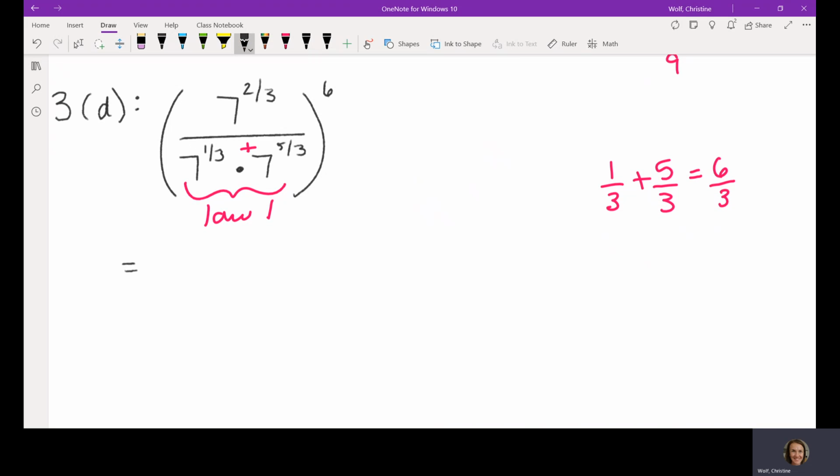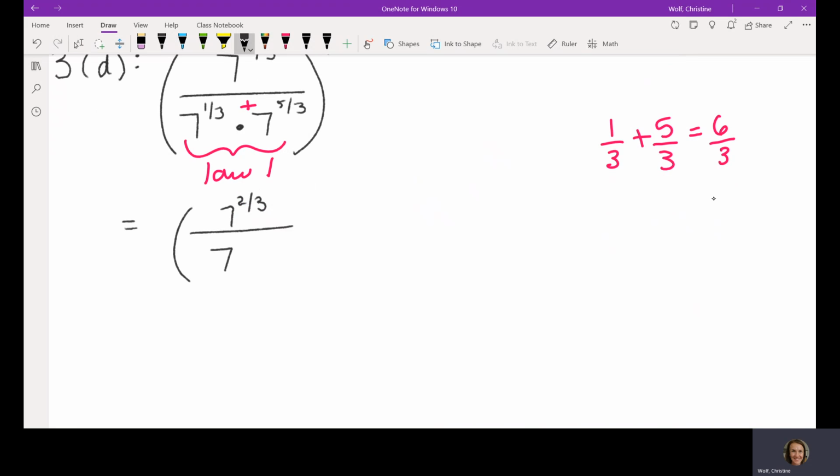So if I rewrite this, up top, I still have that 7 2/3. He's just patiently waiting. But then down low, that 7 stays a 7. You do not make it a 49, and that is a very common mistake. You do not go 7 times 7. The law says you keep the base the same, and you just change the exponents to that 6 over 3. And then don't forget 6 on the outside. Now, who can tell me why I left that as a 6 over 3?